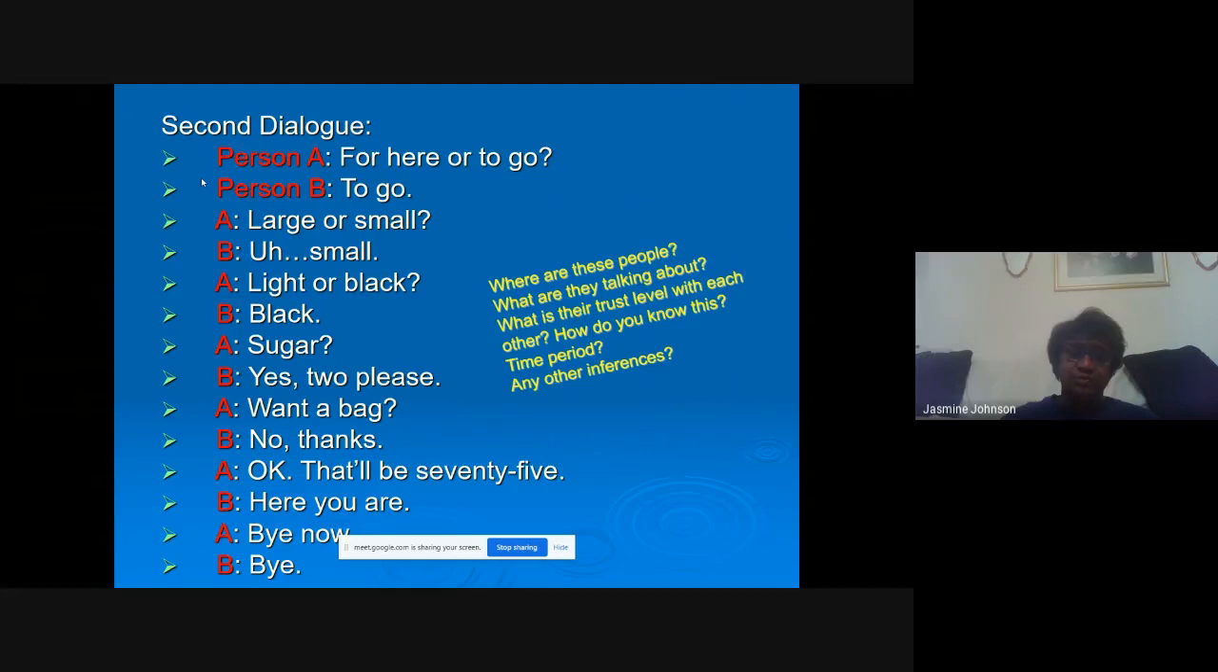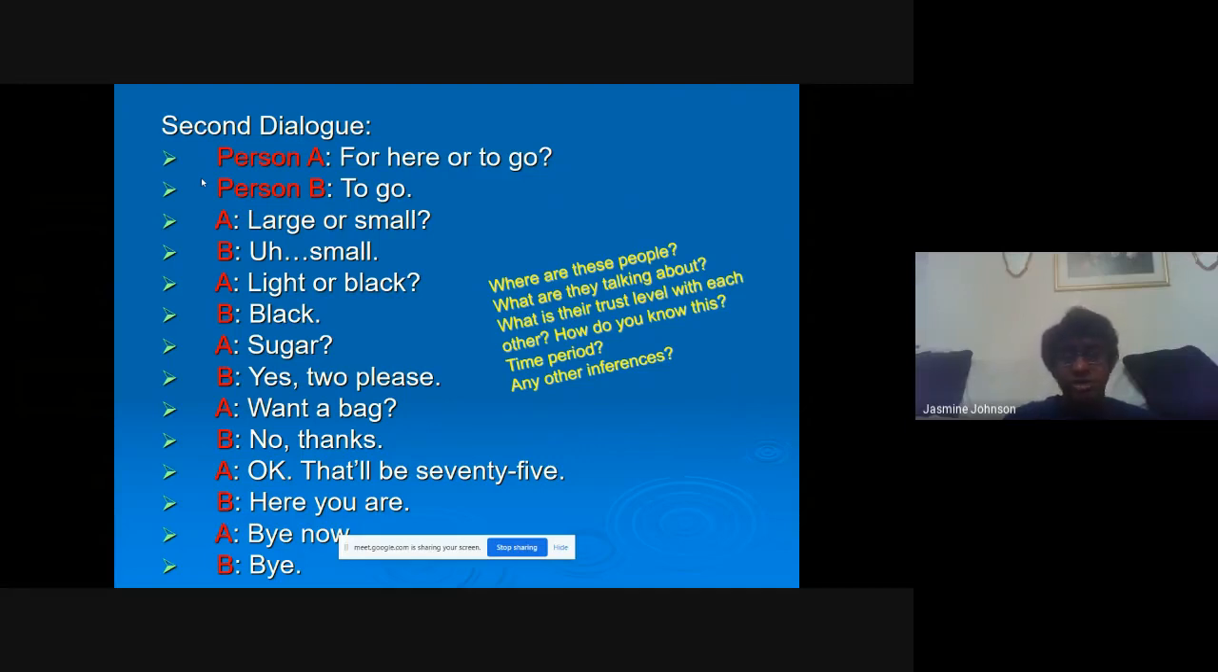So where are these people? Well, I know that when I go to fast food places, or not even just fast food, but more of a restaurant, some type of place where you get food, they'll ask if it's for here or to go. So I'm going to infer that they're in a restaurant or a fast food restaurant of some type. What are they talking about? Well, person A is asking a lot of questions about what person B wants. So I think they're talking about person B's order and what they want from this dining establishment that they're in.